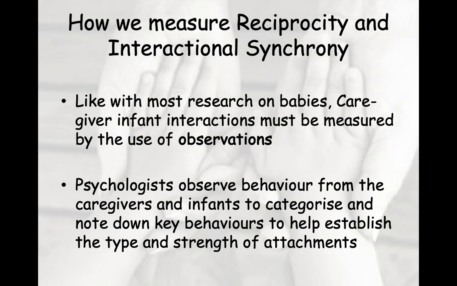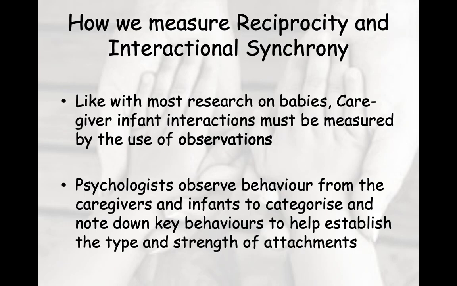So if you remember when we covered observations in one of our research methods lessons, you come up with a list of categories that are really specific, really operationalized, so that they can't cross over, and then they will tally down key behaviours that they witness, and they'll use that to help establish what's going on in terms of the type of attachments, whether reciprocity, interactional synchrony is taking place, and how often these behaviours are taking place to help identify the strength and all of that sort of stuff. So observations, that's just another little bit of AO1 description. That is how they will measure these caregiver-infant interactions.